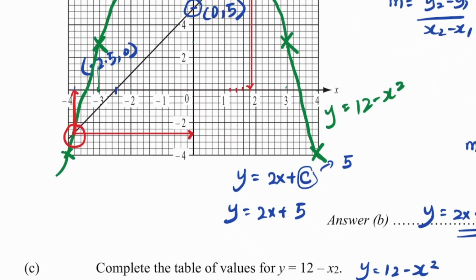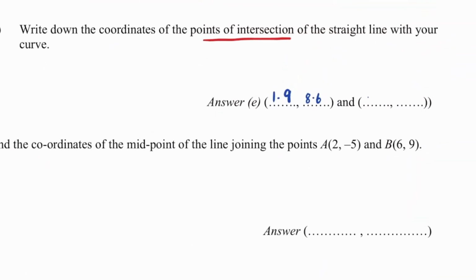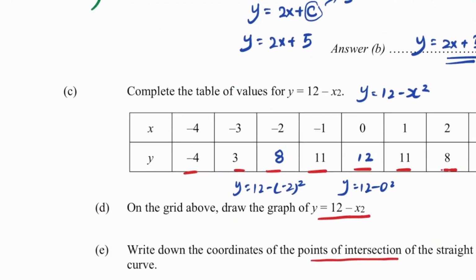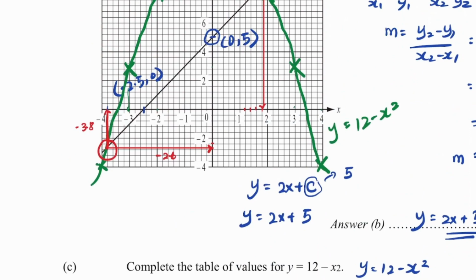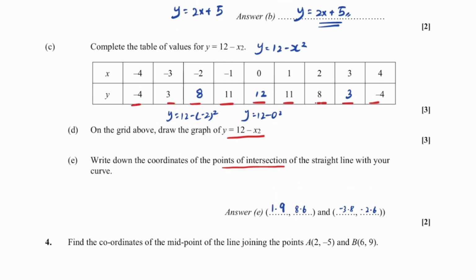Minus 3, this will be negative 3.8. Negative 3.8 is your x value, and then your y, negative 2.4, negative 2.6. It's in between. So negative 3.8. And then what's the other one? Negative 2.6. Okay, we're done with this.